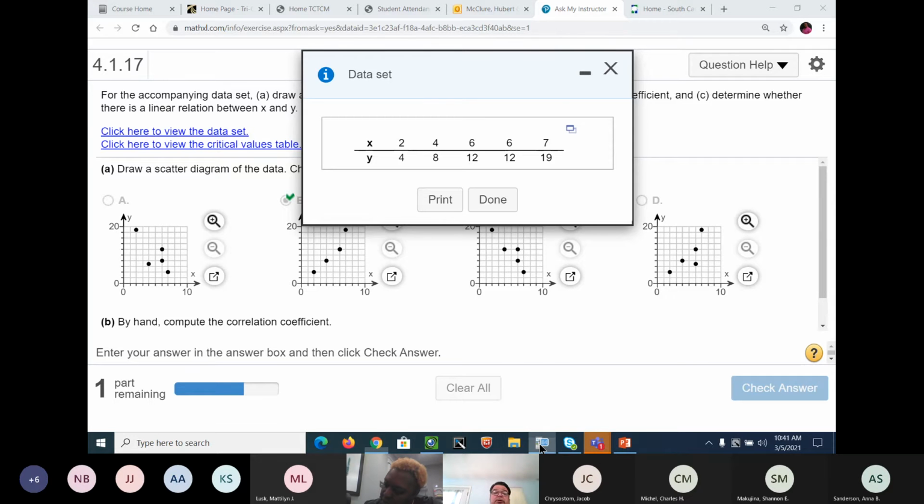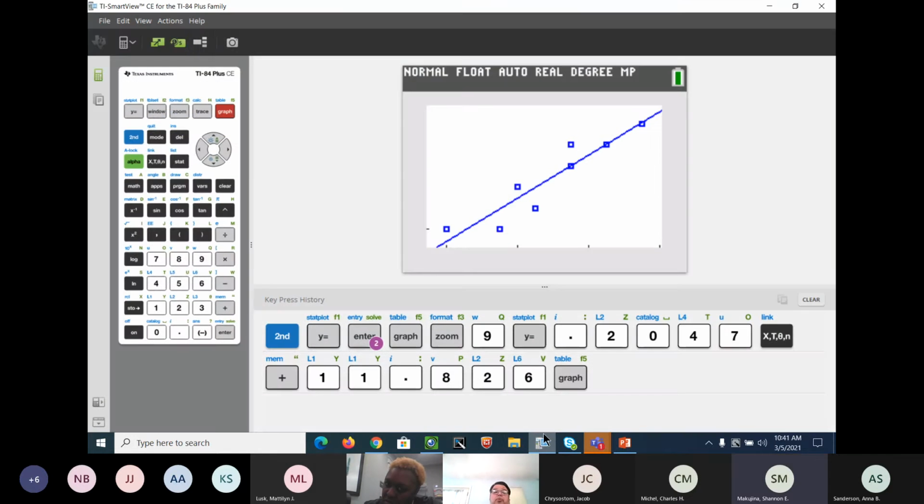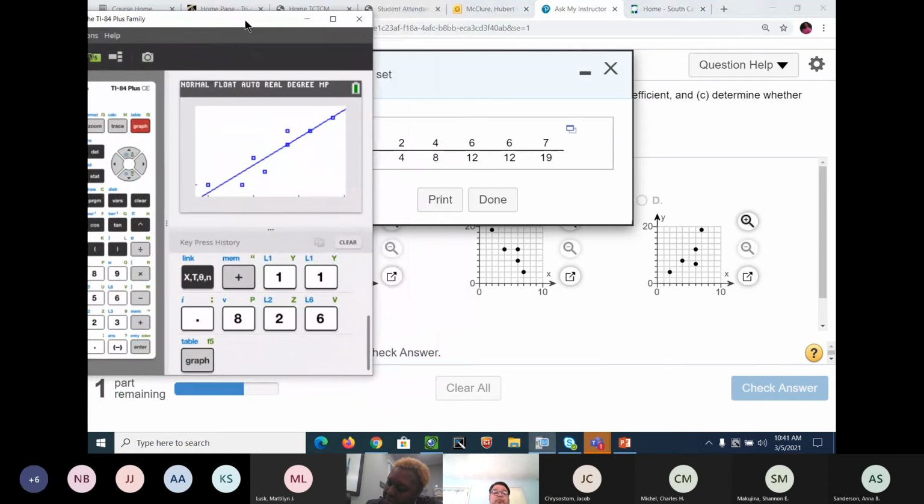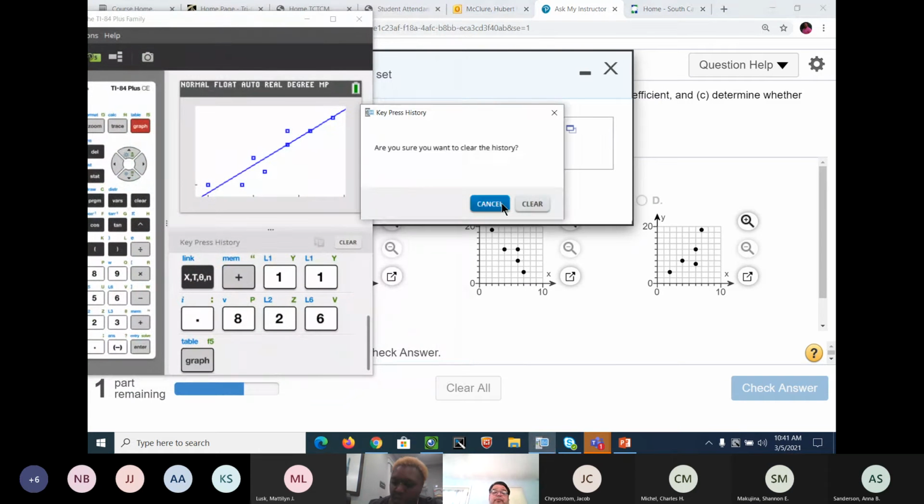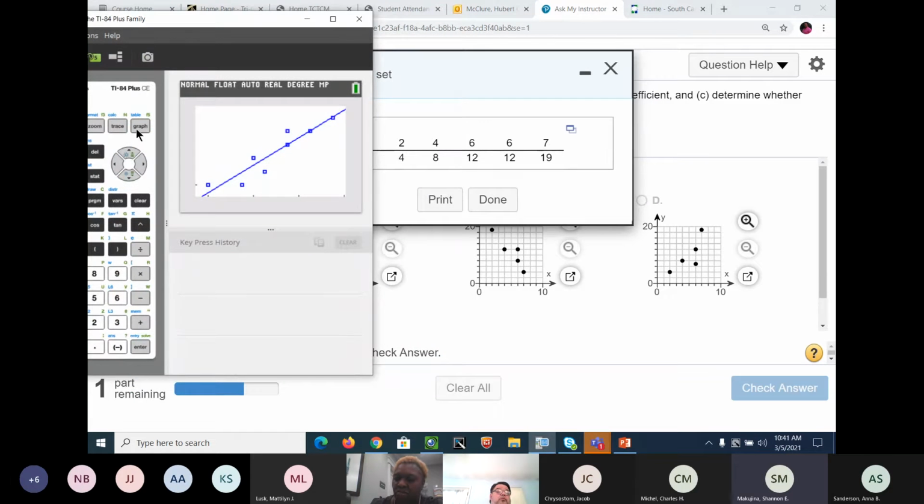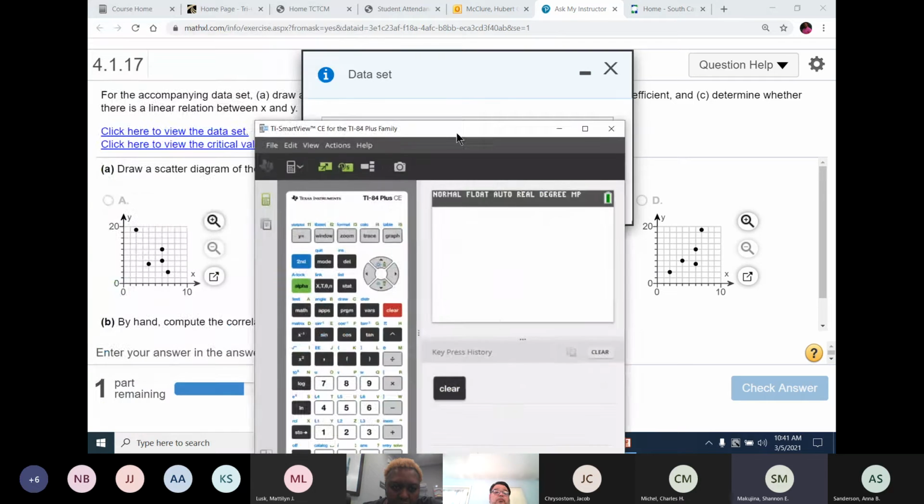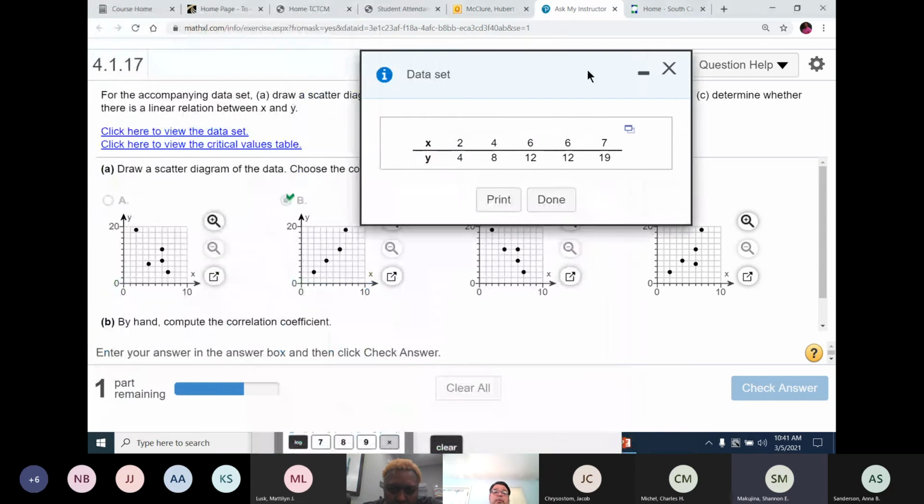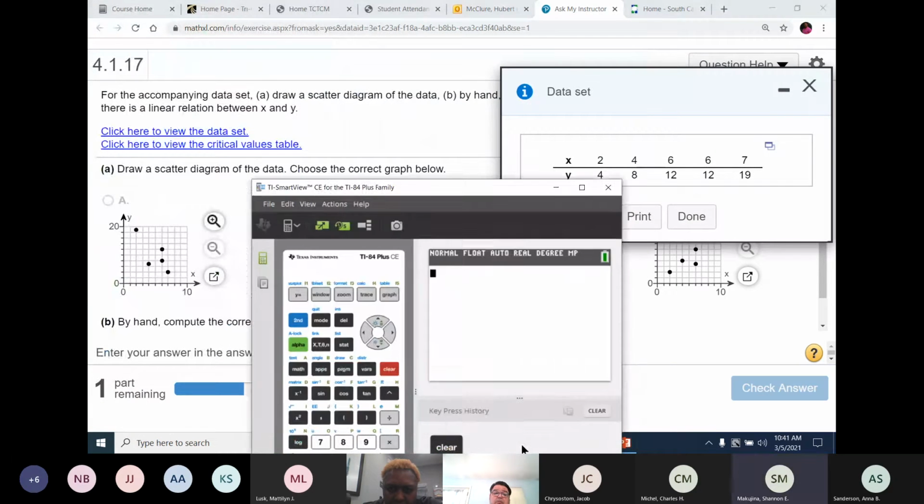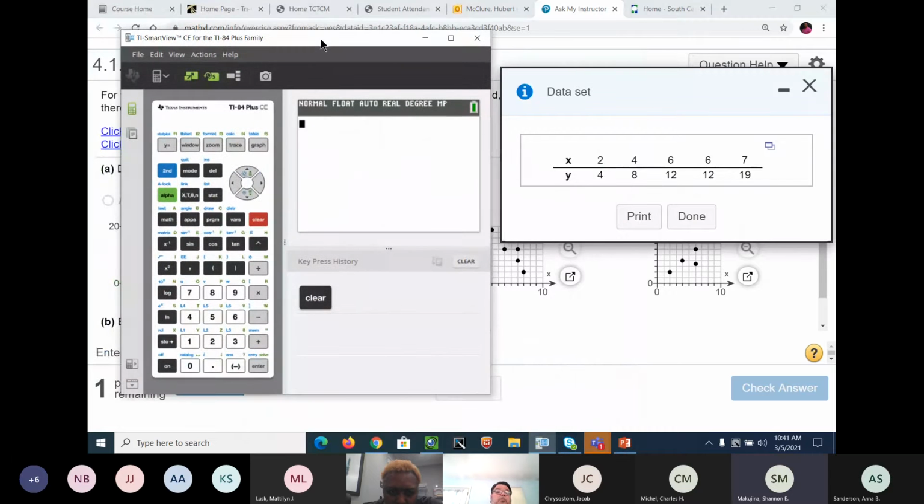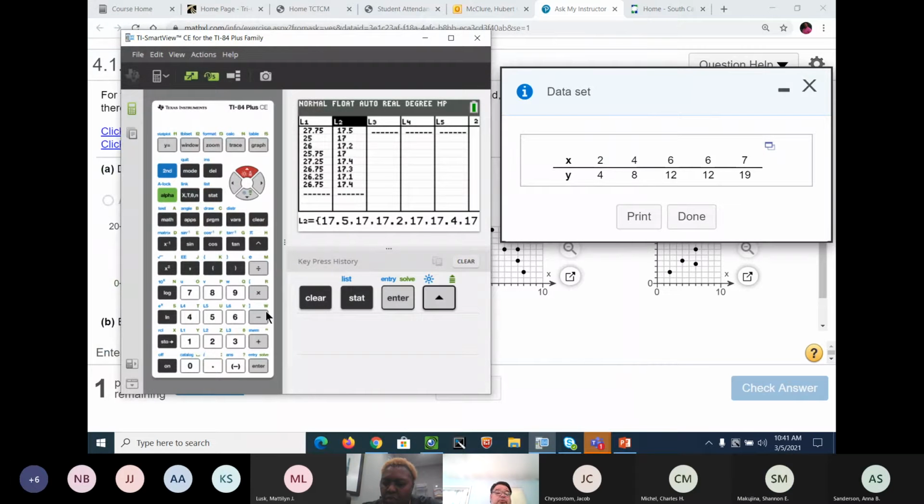I'm going to take my handy dandy calculator and plug these numbers in. I'm going to clear everything. So, stat, edit. I'm going to clear. I'm not going to do all those. I'm going to clear, enter.